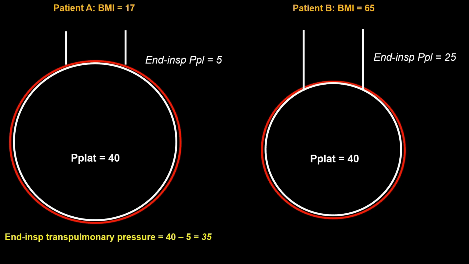For the first patient, the end inspiratory transpulmonary pressure is 35. For the second patient, it's 15. Even though the plateau pressure is the same, the end inspiratory transpulmonary pressure is the one that actually determines lung stress. It's drastically different between the two.